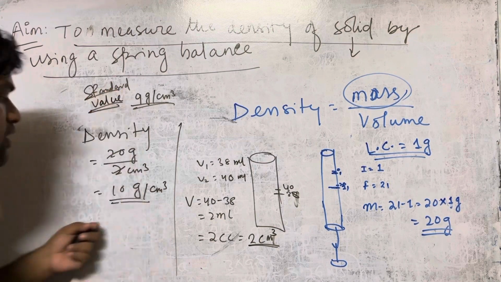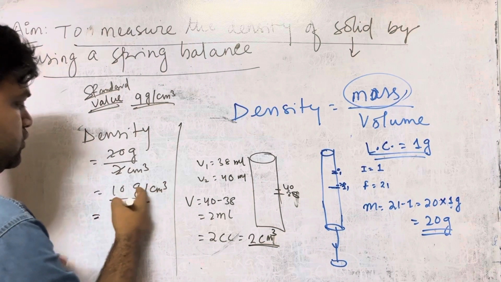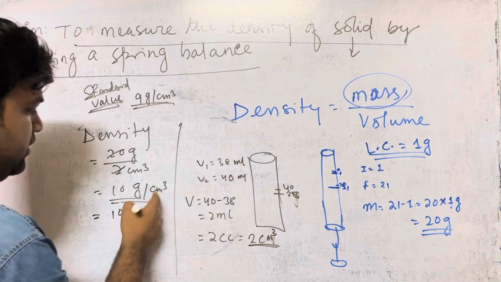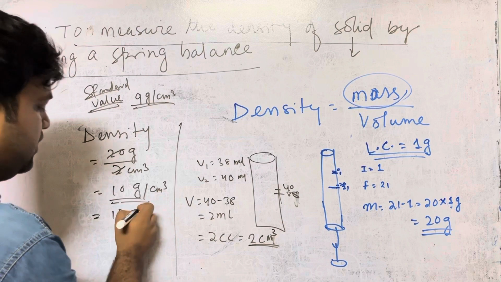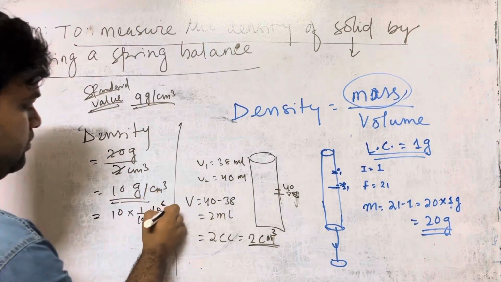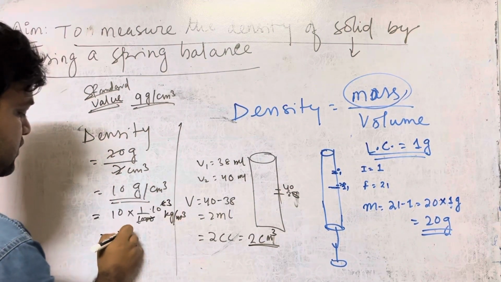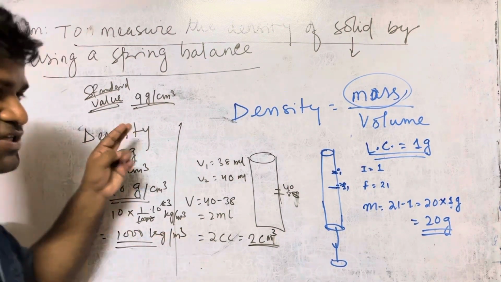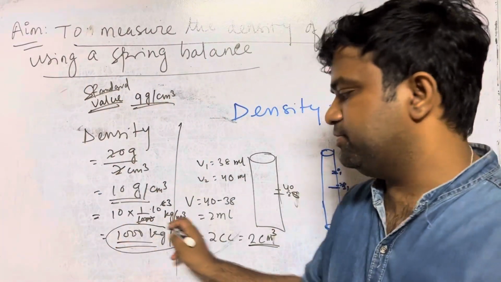Now you can also convert it into kg per meter cube, which is the SI unit we generally use. Gram is 1 by 1000 kg, and cm cube is 10 to the power minus 6 meter cube, so it will go up: 1 by 1000 into 10 to the power 6. So it will become kg per meter cube. Basically 10 to the power 3 times 10, that means 10,000 kg per meter cube. The standard value is 8,500 or 9,000. So we are getting an approximate value of the density of that material.